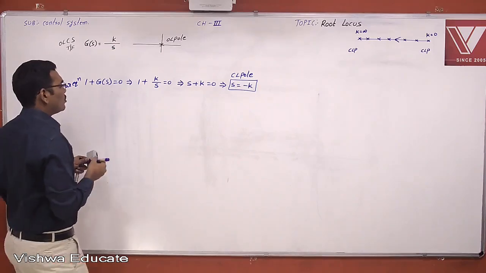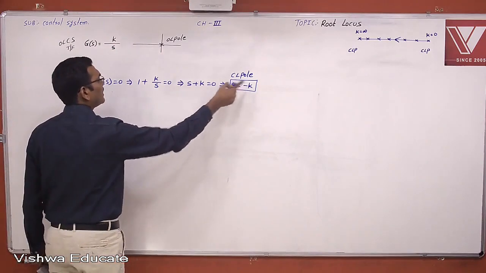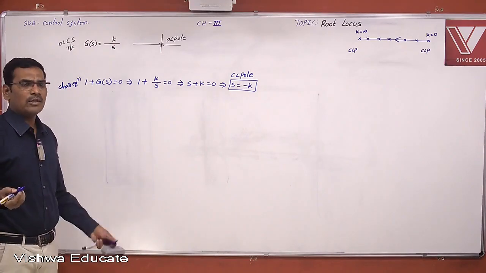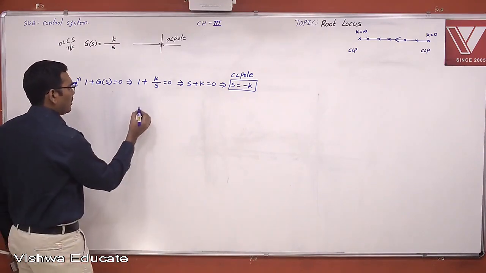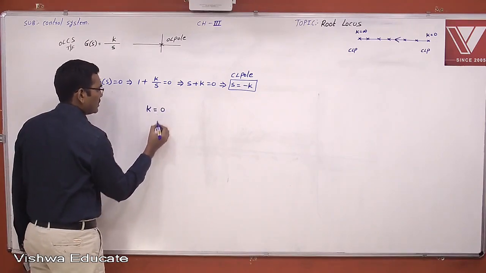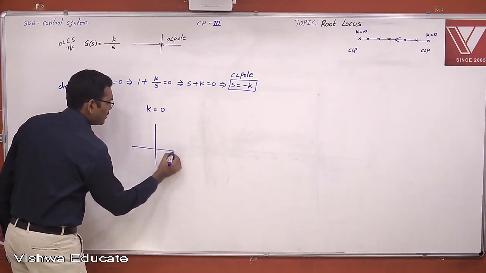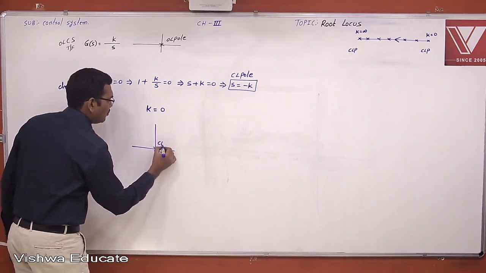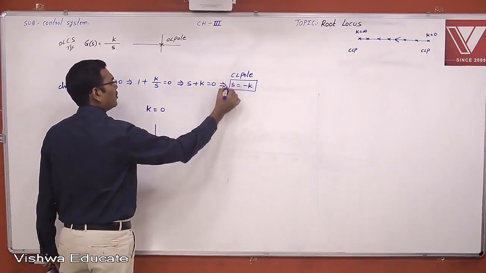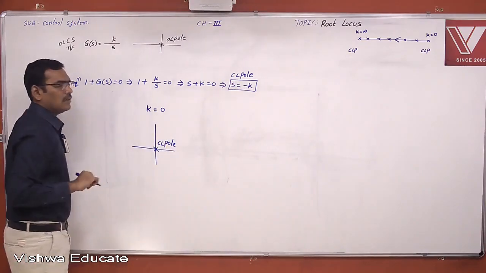Now where is the closed loop pole? The closed loop pole is at minus k. Now I am asking one question. The characteristic equation root is nothing but the closed loop pole. When system gain k equal to 0, where is the closed loop pole? The closed loop pole is at the origin.